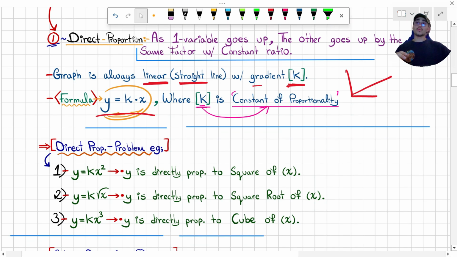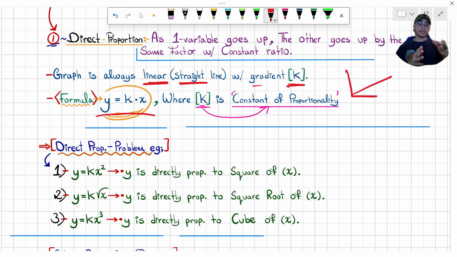So, for example, y is equal to kx squared. k is the constant of proportionality, and y is equal to kx squared means y is directly proportional to the square of x. If y is equal to k root x, y is directly proportional to the root of x. If y is equal to kx cubed, y is directly proportional to the cube of x. So again, in such equations, y is always the factor that is directly proportional to x, whether it's x cubed, x root, x squared, whatever the value of x is and whatever the value of y is.